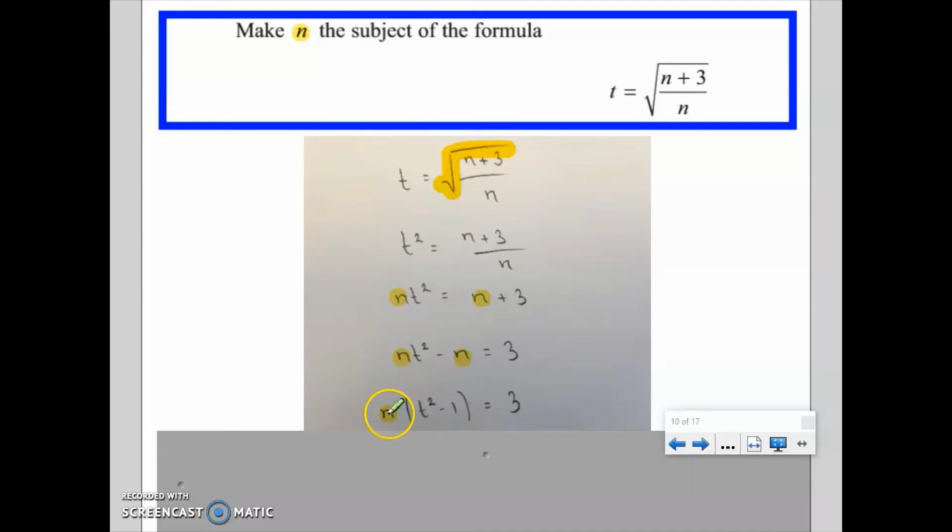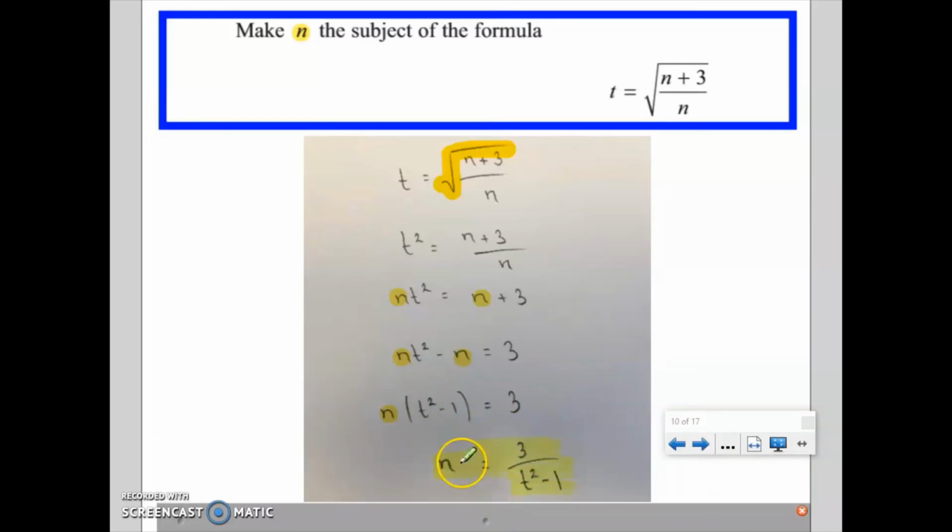What I need to do now is divide this side by t squared minus 1, and at the same time divide this side by t squared minus 1. Once I do that, then my rearrangement is completed because I'm dealing with the letter n and it is by itself. Okay, again at this point, just a reminder that often with rearranging formula questions, there is more than one answer that would be accepted depending on the way you've approached the rearrangement.